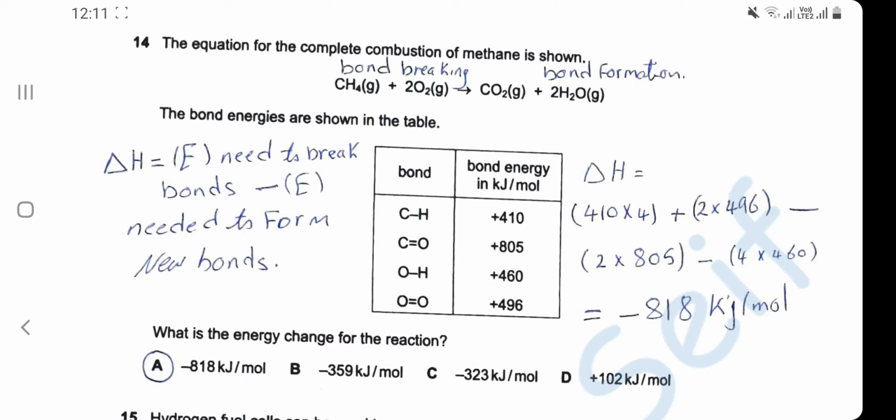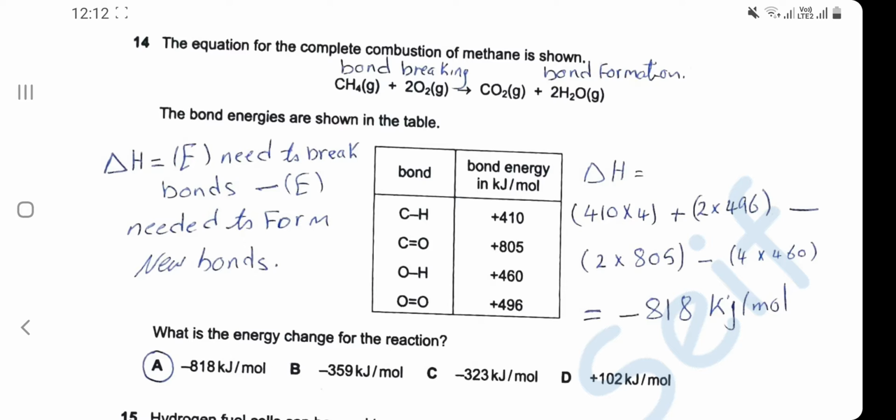CH4, 4 CH bonds, each one with 410, so we will multiply 4 by 410. Second one, O2, we have 2 oxygen double bond, so we will multiply 2 by 496 as shown in the table. This is the energy needed to break the bonds.